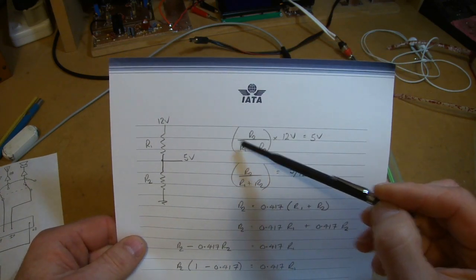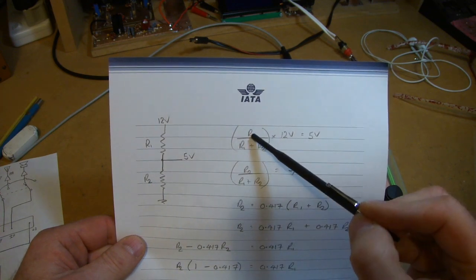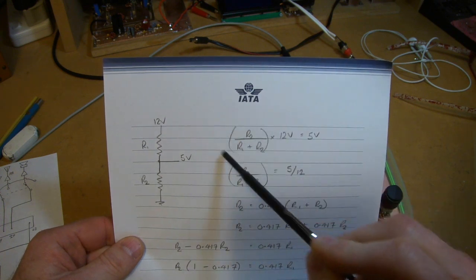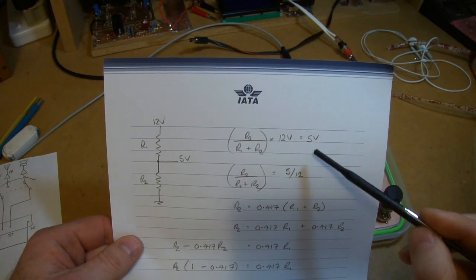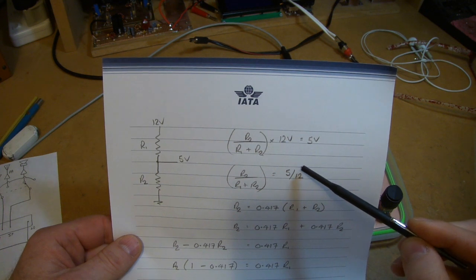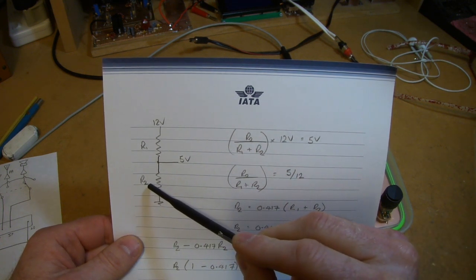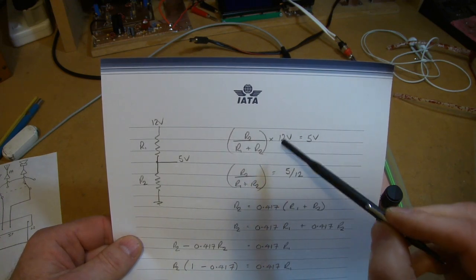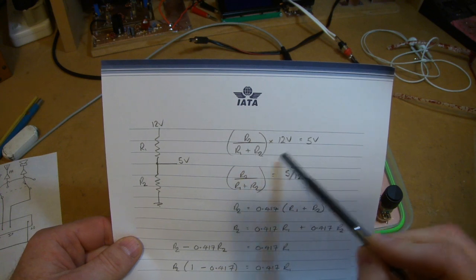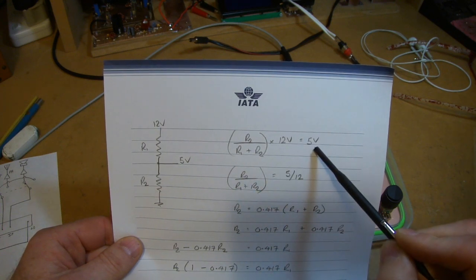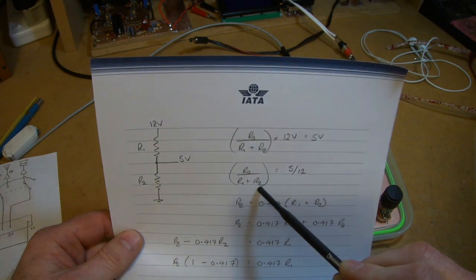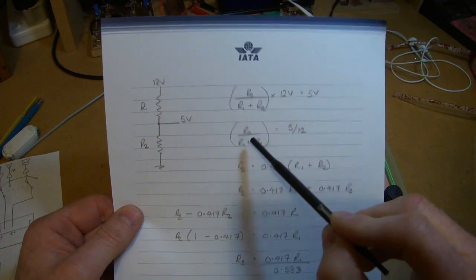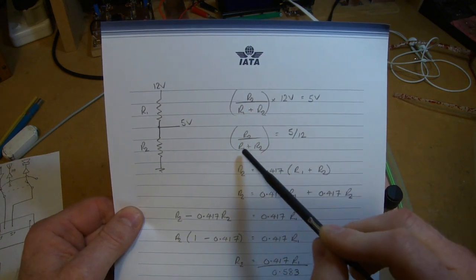So mathematically, the equation for that is R2 over R1 plus R2, times 12 volts, equals 5. So that's our expression. We want to do some manipulation here to make R2 the subject, and then we'll pick an arbitrary R1, and then we should be able to determine what R2 is going to be. So for a start, to simplify this equation, we can divide both sides by 12, which gets rid of that side. So now we've got R2 over R1 plus R2 equals 5 over 12. And then we can multiply both sides by R1 plus R2.